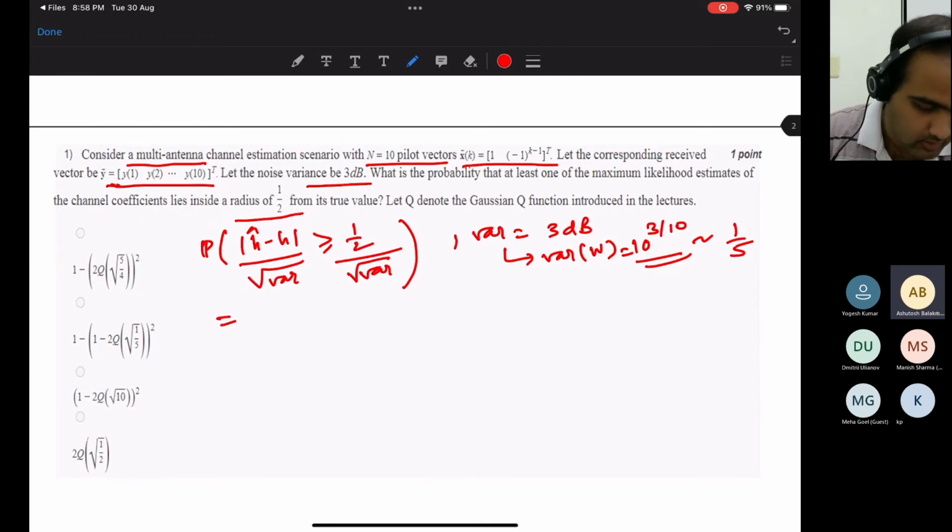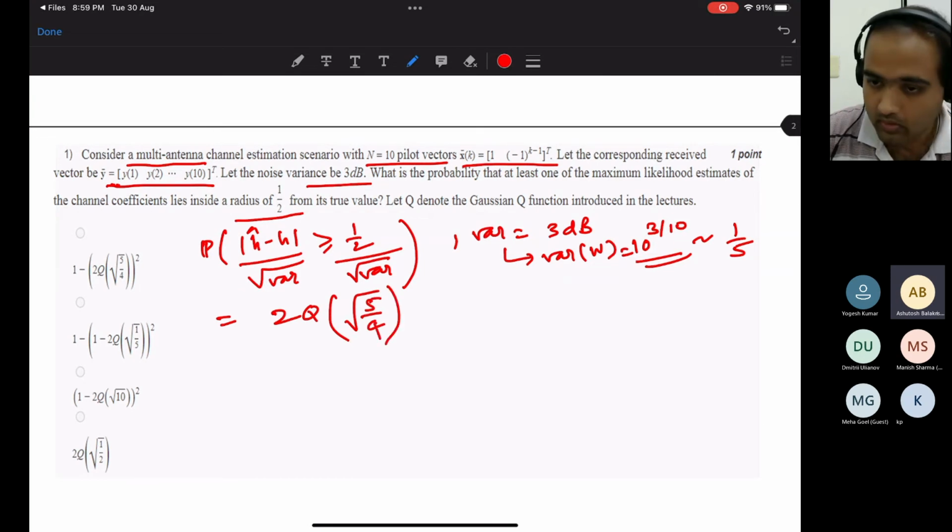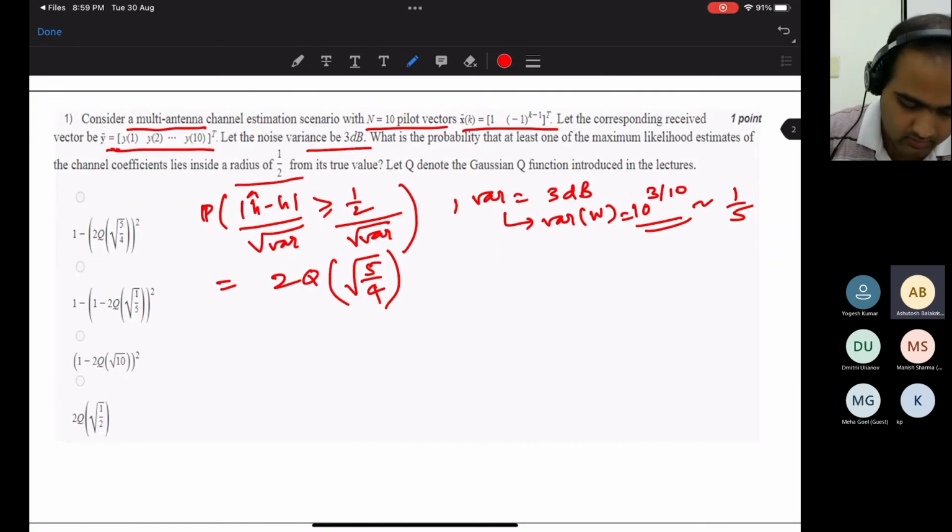So this comes out to be 2q root 5 by 4. You can just check it, it is easy to do. But now what we should remember is that if you see the X matrix, you have two transmit antennas.